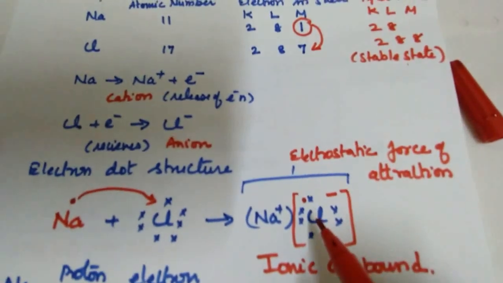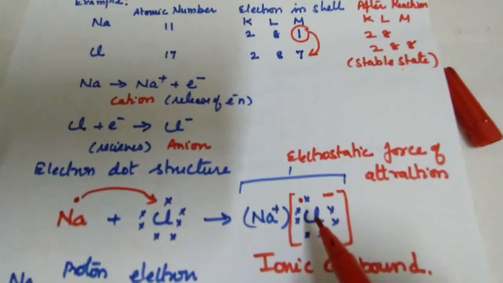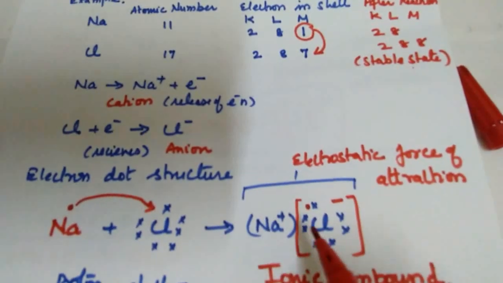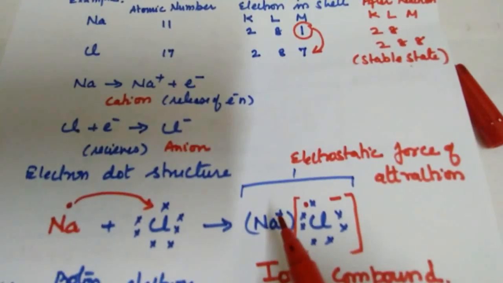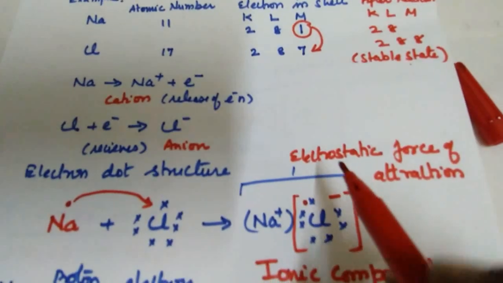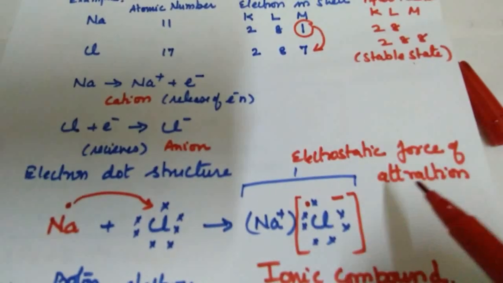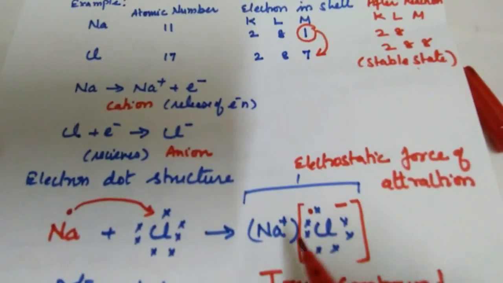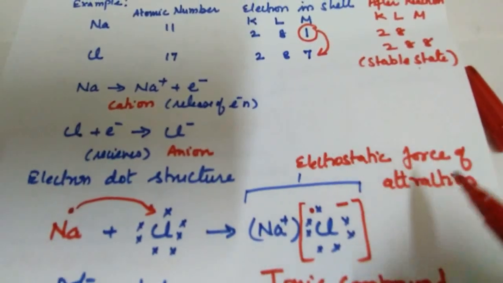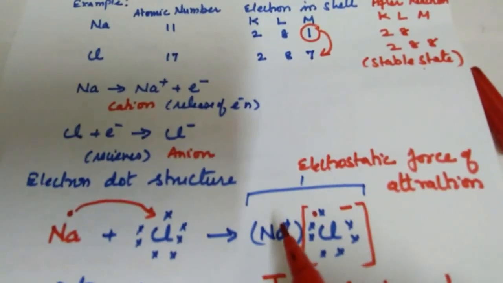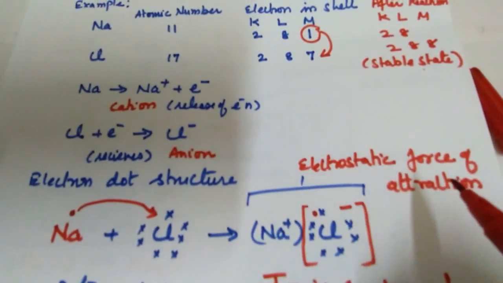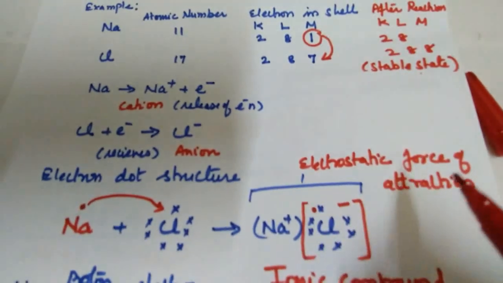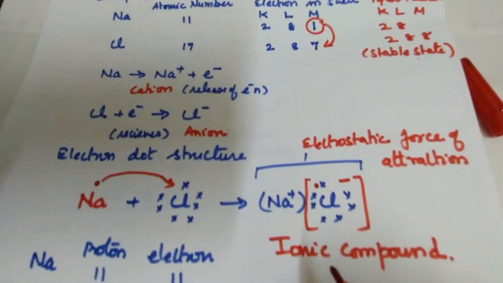And chloride has 17 protons but 18 electrons, so the net charge on chloride will be minus. They will be very close to each other because of polarity. This is positive, this is negative. We call this force of attraction the electrostatic force of attraction, so it binds them together. Sodium and chloride are close to each other because of the attraction between the positive ion and the negative ion. A compound formed due to electrostatic force of attraction is called an ionic compound.